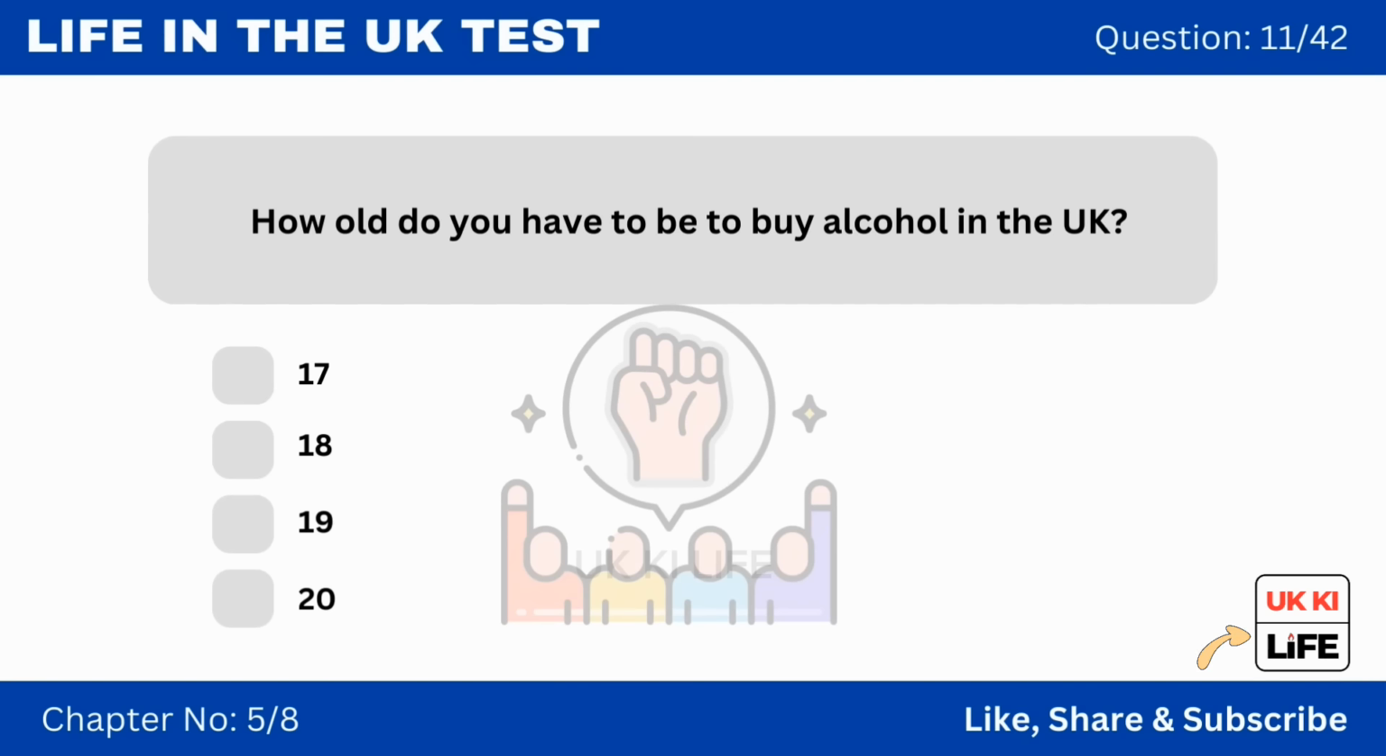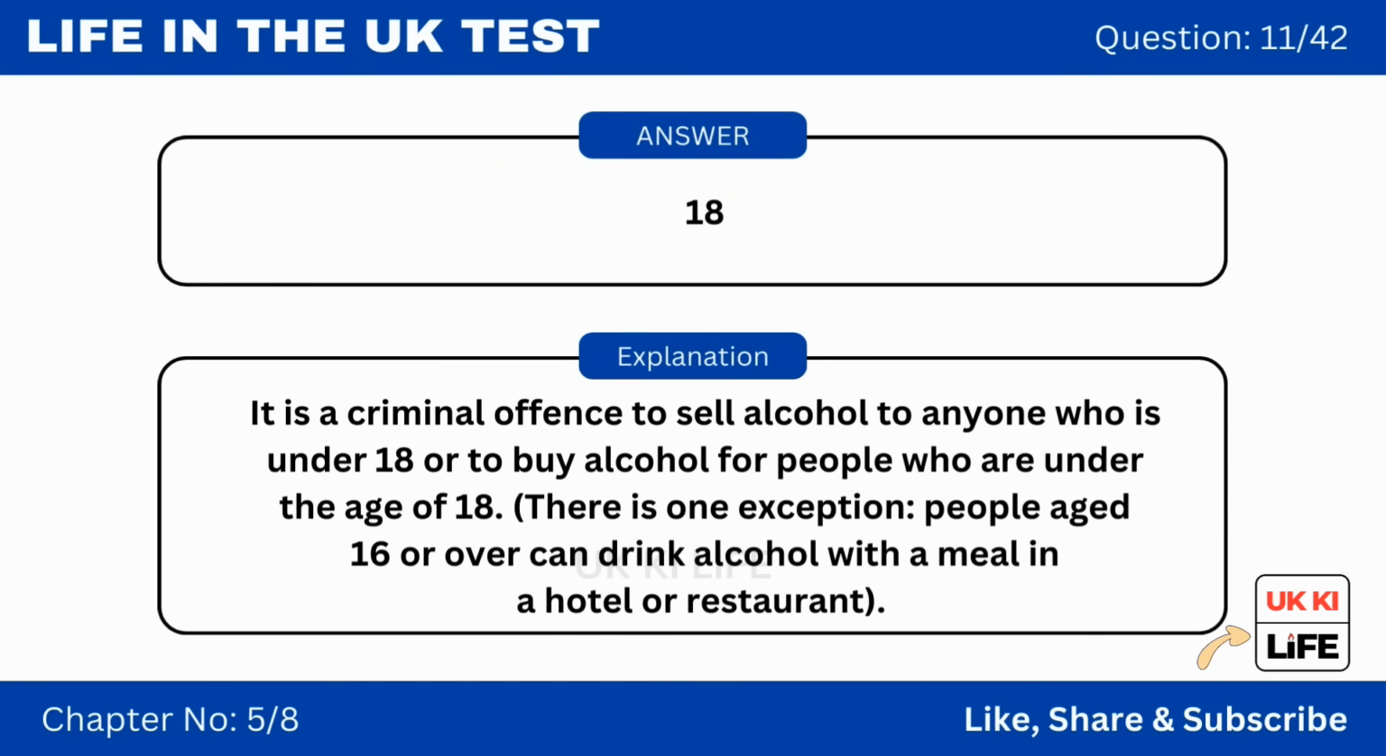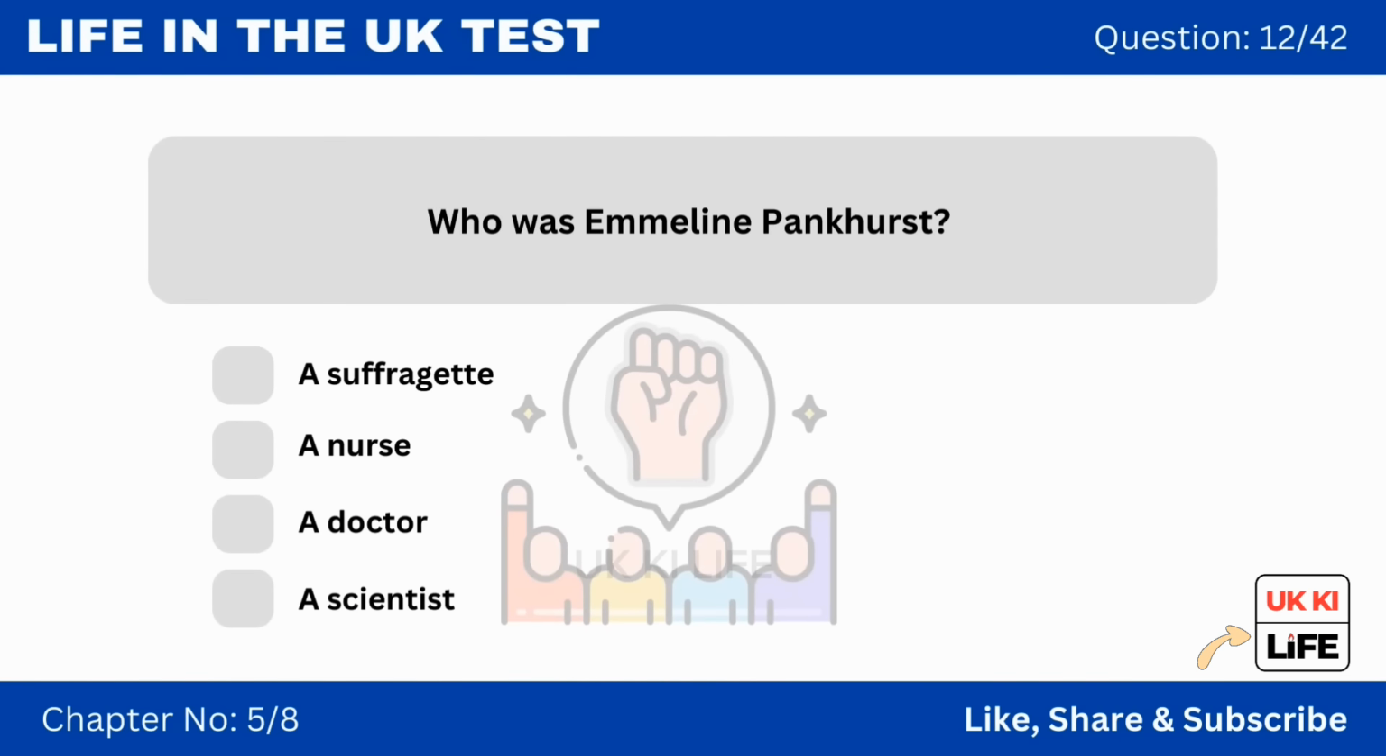The correct option is B. Explanation. It is a criminal offence to sell alcohol to anyone who is under 18 or to buy alcohol for people who are under the age of 18. There is one exception: people aged 16 or over can drink alcohol with a meal in a hotel or restaurant. Question 12. Who was Emmeline Pankhurst? A suffragette, a nurse, a doctor, a scientist.